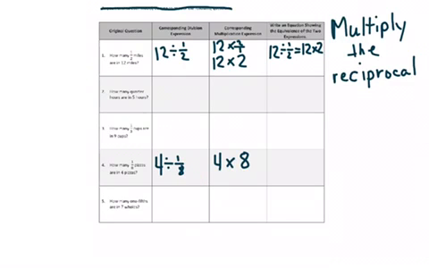Okay, and then in the last box here, we just have to take our 4 divided by 1/8 and make it equal to 4 times 8. Okay, so on your papers, I want you guys to try number 2, 3, and 5 on your own.